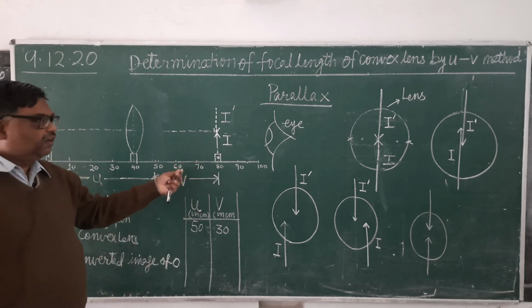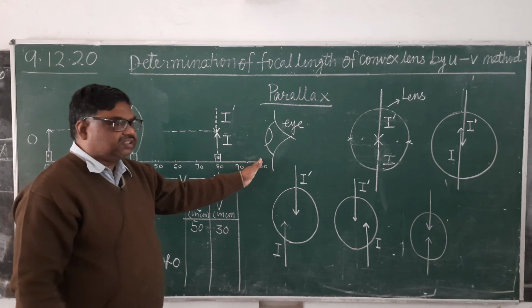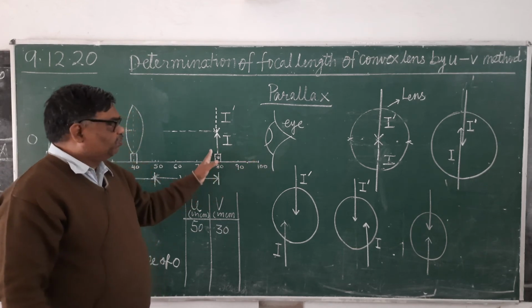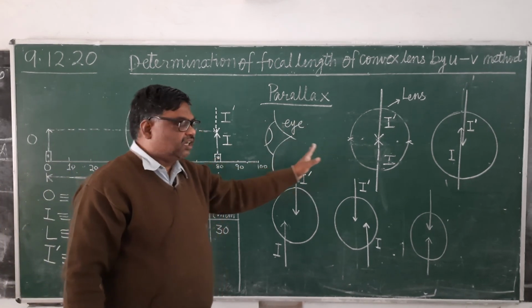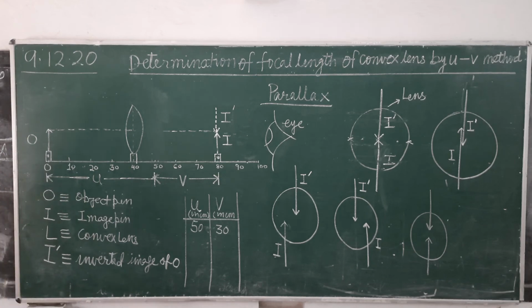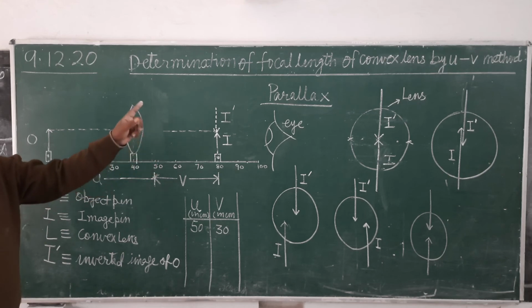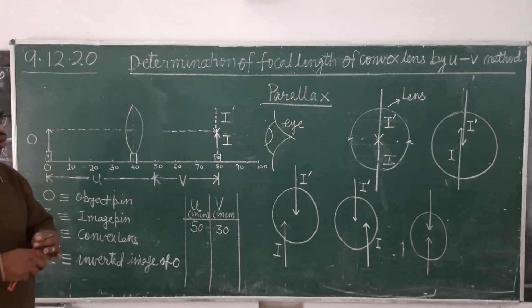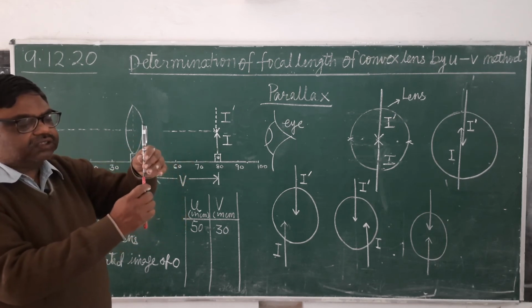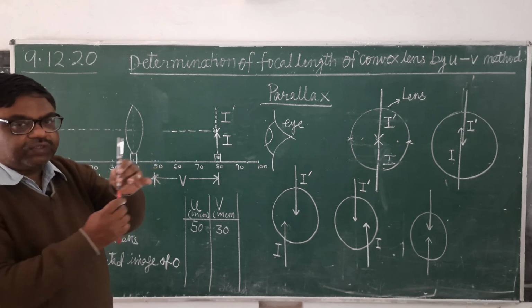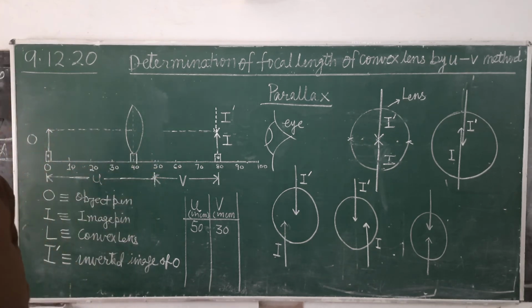Slowly you move, and initially you keep the image pin at the 100 centimeter mark, so that there is no need of displacing in that side. You will displace only towards the lens. You will find that at some distance from the lens this will be achieved. It means both the tips are moving together within the whole field of view of the lens. It means parallax has been removed. When parallax has been removed, you note down this distance.